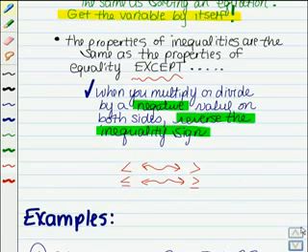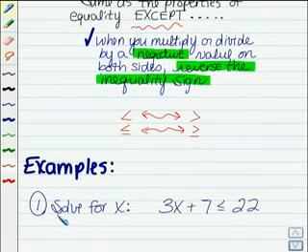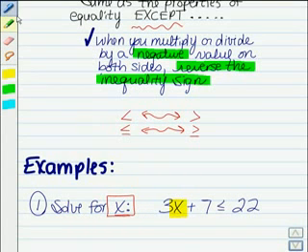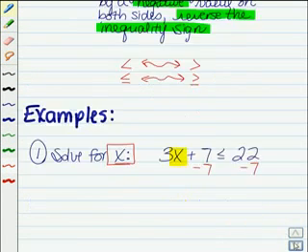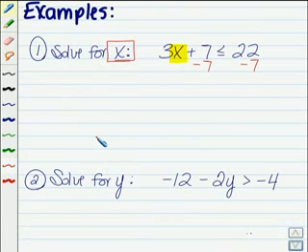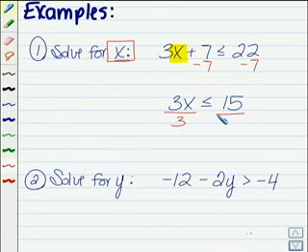Otherwise, it's very similar to solving an equation. In fact, let's look at a couple of examples. In our first example here, we want to solve for x. So we want to get our variable x all by itself. Now, in order to do this, let's start by subtracting 7 from both sides of our inequality. When we do that, that's going to result in 3x is less than or equal to 22 minus 7 is 15. Now, to get that x all by itself, I need to divide both sides by 3.